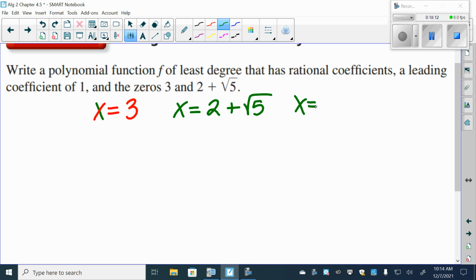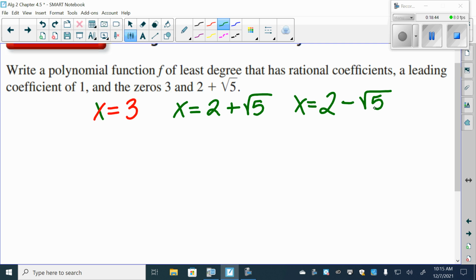What would the other 0 be? 2 minus the square root of 5. Because if 2 plus the square root of 5 is a solution, 2 minus the square root of 5 has to be a solution as well. If we have one of the radicals, we have to have the other. Questions on this here?